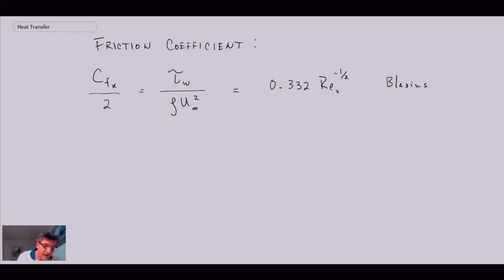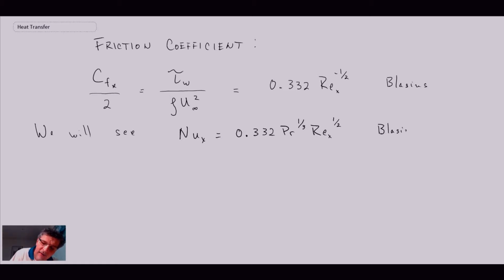For a laminar boundary layer. And what we're going to see in the next few lectures is for the laminar boundary layer, we'll find that you can determine the Nusselt number, and the Nusselt number for the laminar boundary layer is 0.332 Prandtl number to the 1/3, Reynolds number to the 1/2. And you'll see we're starting to look kind of similar. We have the 0.332 there. That's interesting.